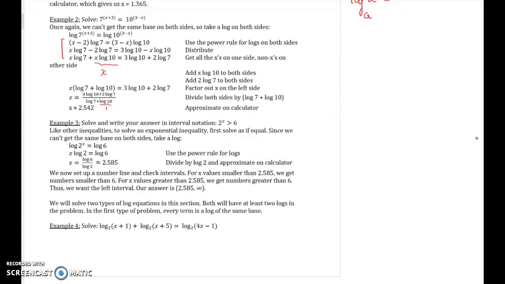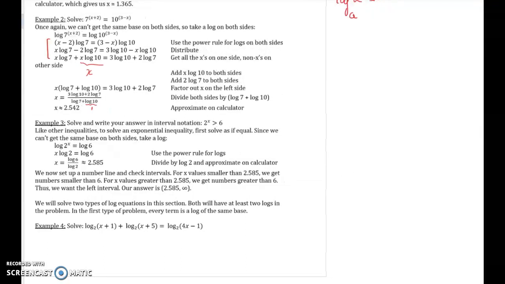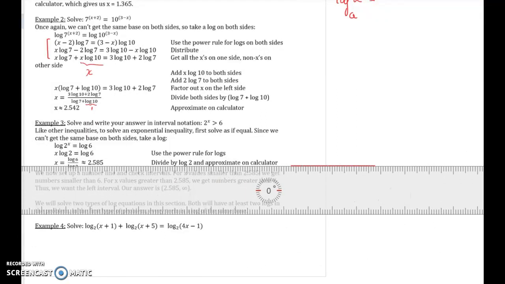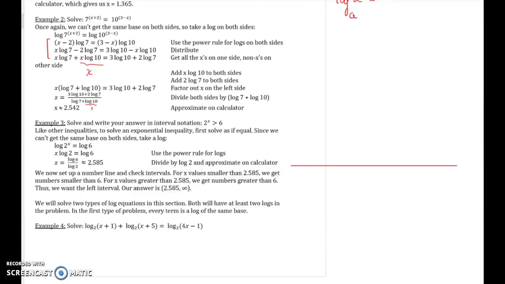Example number 3, we're having the same idea. We first pretend that 2 to the x equals 6. We solve for x. Then when we are able to solve for x, what we have to do is pretty simple. A number line. My 0 is right here, so 2.585 is on this side of your number line.